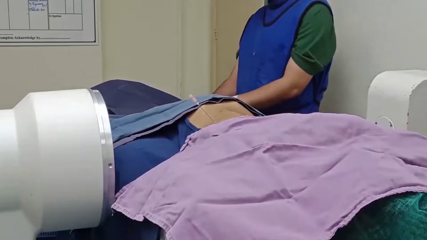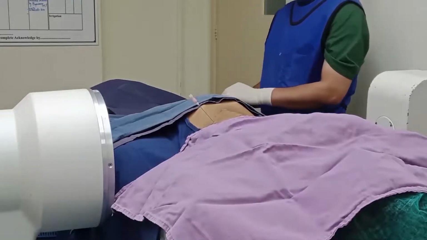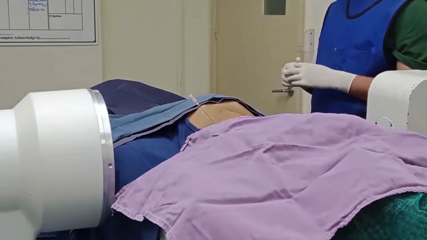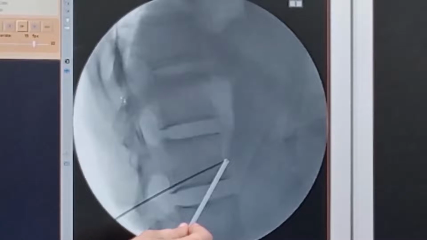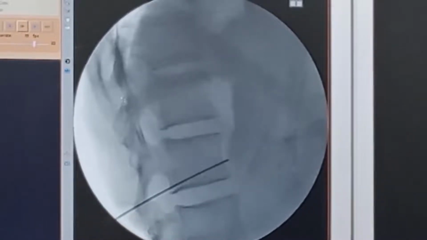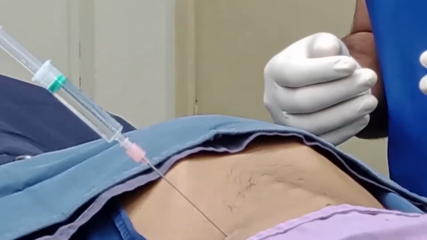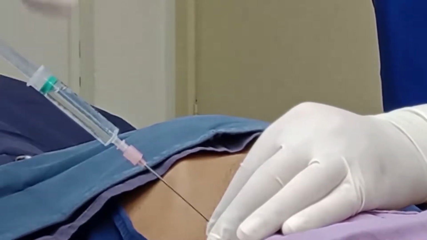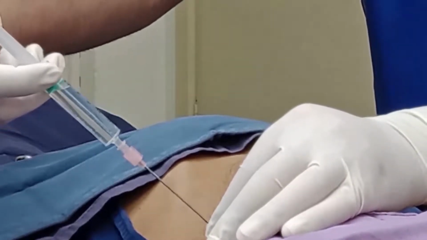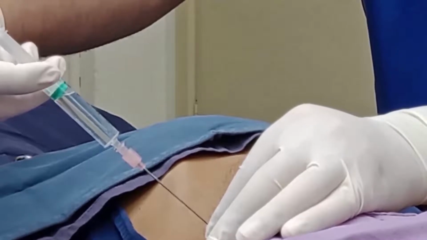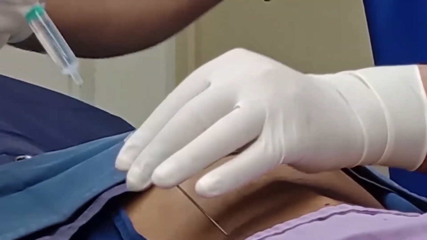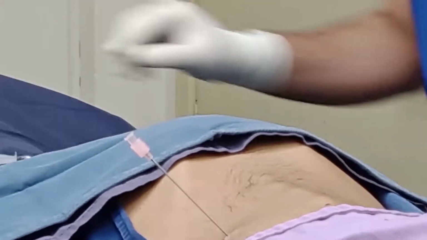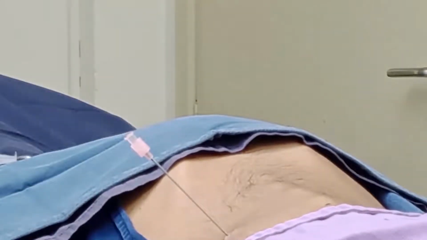The needle position, which was advanced in the AP view, is now confirmed with the lateral X-ray view. The needle tip position is just anterior to the L1 vertebra in the lateral view. The contrast syringe is attached to the Chiba needle. By aspirating, confirming there is no CSF or blood coming, giving a volume of up to 1 ml of contrast through the needle to confirm the spread of the contrast in the lateral position.